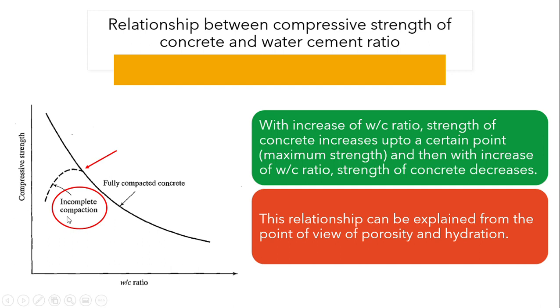So basically, here two types of scenario are considered: incompletely compacted concrete and fully compacted concrete. I will only discuss the incompletely compacted concrete here. So here you can see that, very simply, with the increase of water cement ratio, the strength of concrete increases up to a certain point, and then with the increase of water cement ratio, the strength decreases. This can be explained from different points of view, but here I have explained from the concept of porosity and hydration.